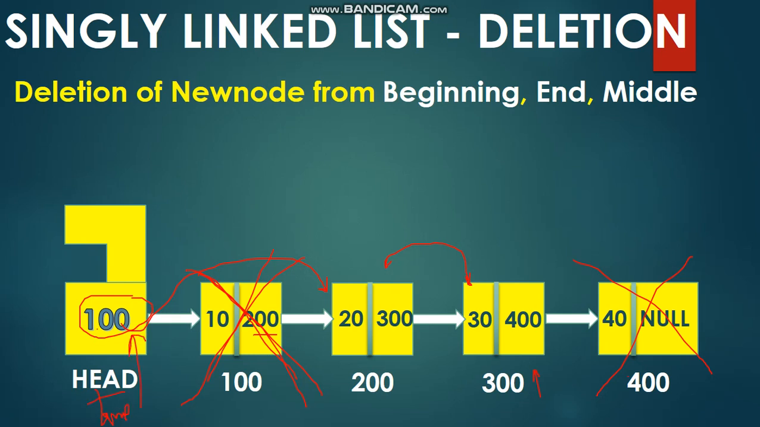Then temp equal to temp arrow next, then temp equal to temp arrow next, and again temp equal to temp arrow next. So this will be the last node which you want to free, and this is the node whose pointer should become null.